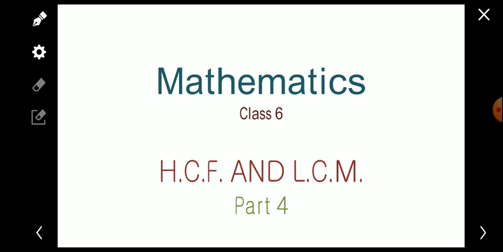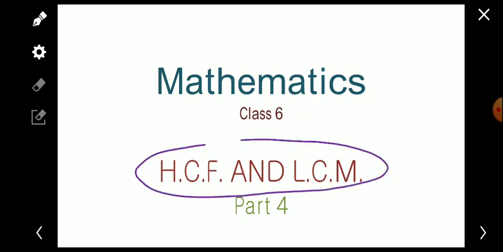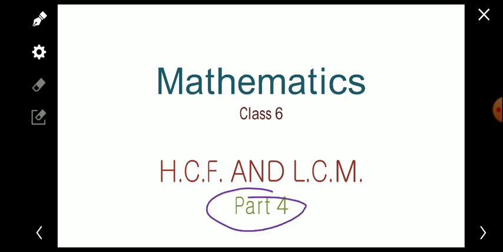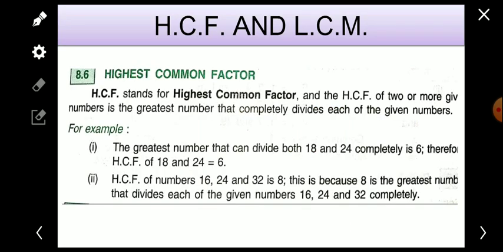Today we are going to continue the same chapter, HCF and LCM, and this is part 4 of the chapter. In the previous sessions we have learnt many things like prime numbers, composite numbers, factors, etc. And today we are going to start the topic highest common factor. Highest means the greatest, and common we know the meaning of common. Even then, through an example we'll understand the meaning of common here. And factor, already we have learned, are exact divisors which can divide the given number.